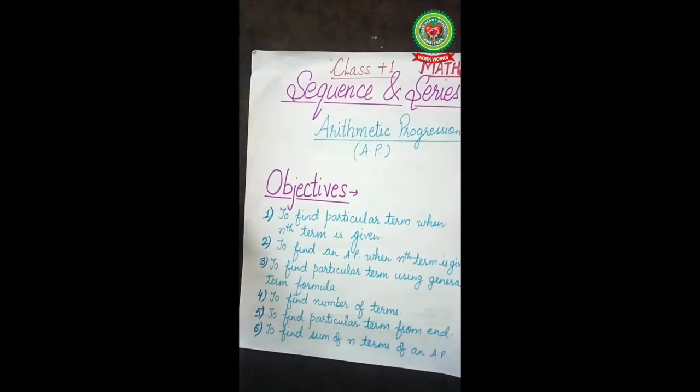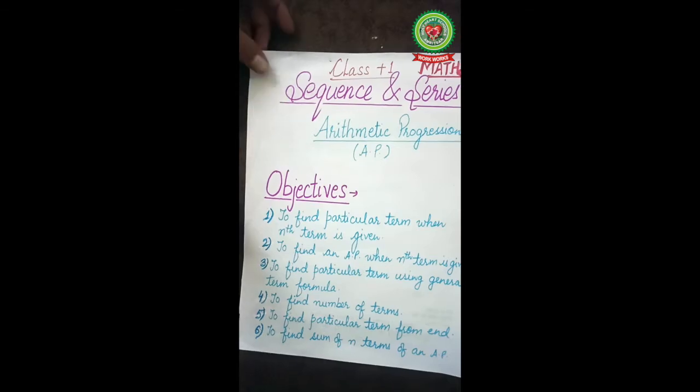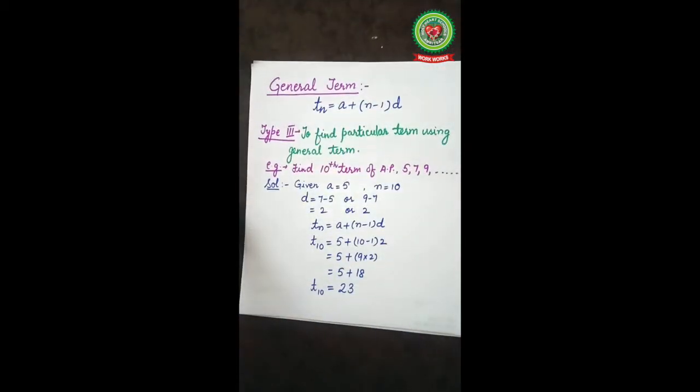Now students, as we have already done the general term formula in 10th standard, so let's recall it. General term formula is Tn is equal to a plus (n minus 1)d, where a is the first term, n is the number of terms, and d is the common difference. Now, type 3: to find a particular term using the general term formula.